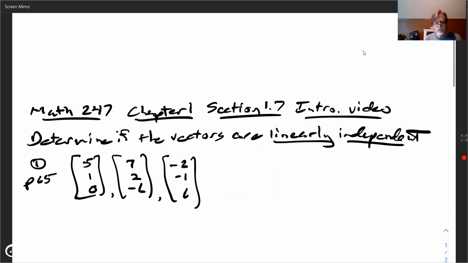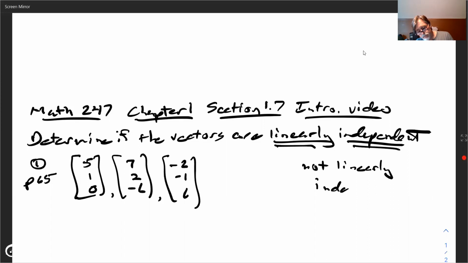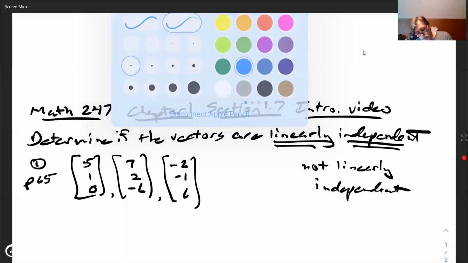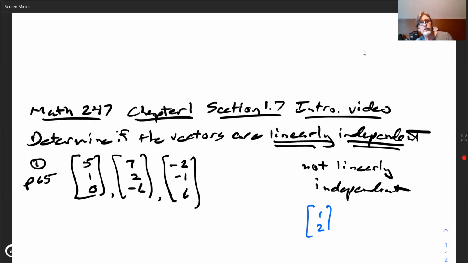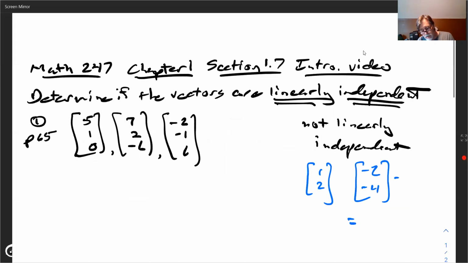So here's another one. This term, this expression, linearly independent. Okay, and I'll give you, for instance, not linearly independent. Now that word independent, it's going to make more sense in a moment. So here's an example. I'll put this in blue and I'll say 1, 2, that's a vector. And here's another one, -2 and -4. It's pretty clear that one's a multiple of the other. And in fact, the one on the right, you can rewrite it as -2 times 1, 2.